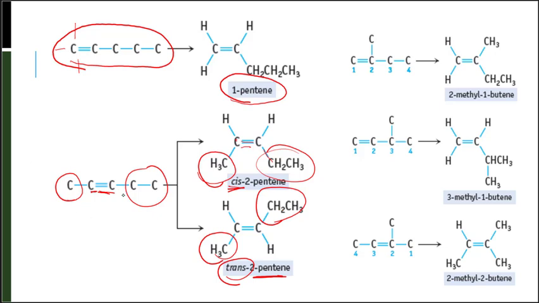There's still 5 in a row. There's still the double bond after the second carbon. It's just that the first carbon could be up, and then the second 2 could be up, or the first carbon could be up and the second 2 carbons could be down, or vice versa. So we have a cis-2-pentene and a trans-2-pentene.